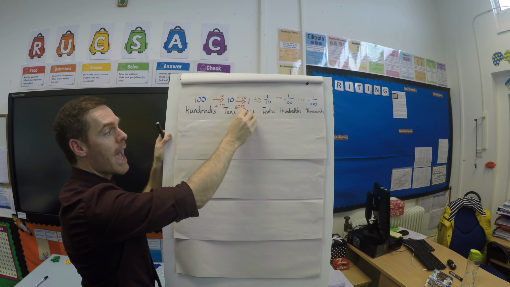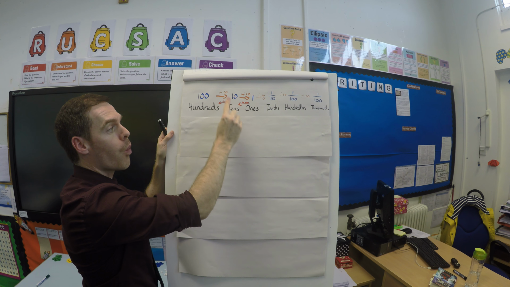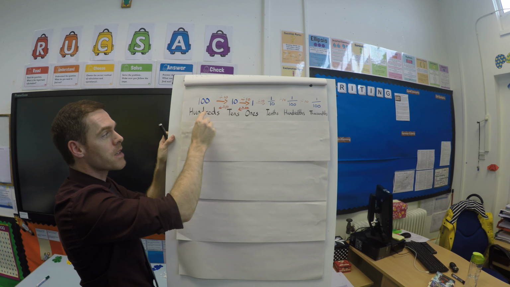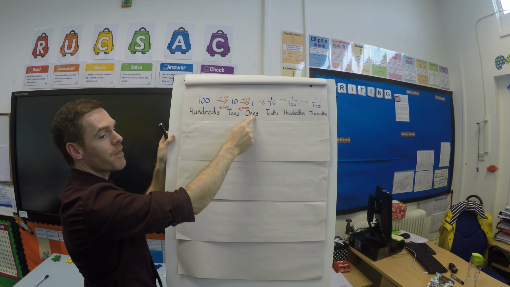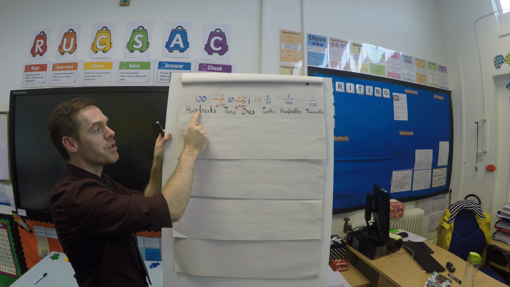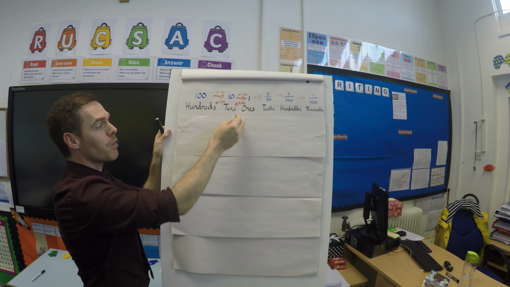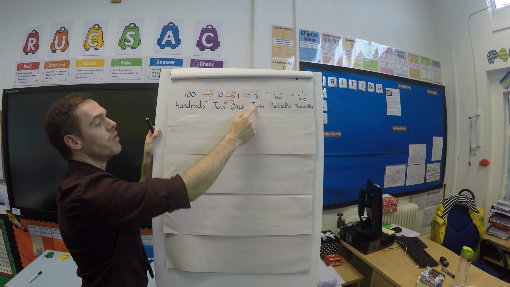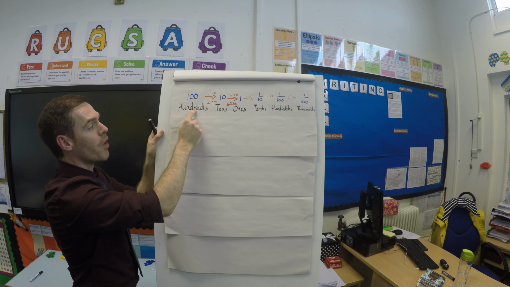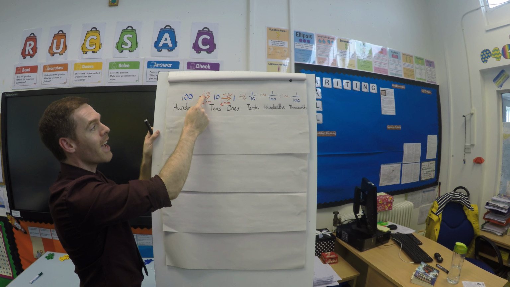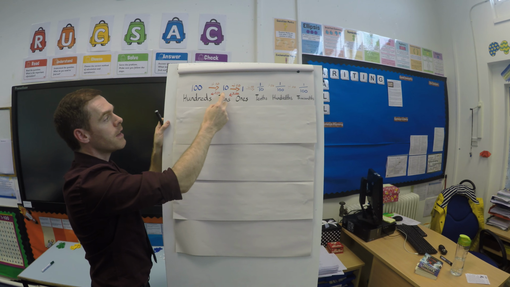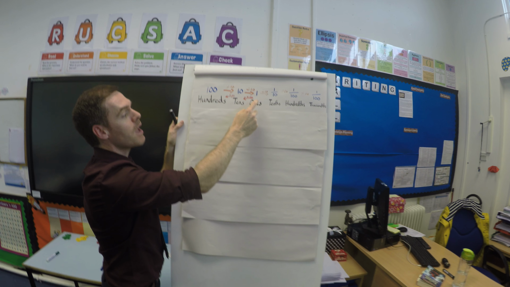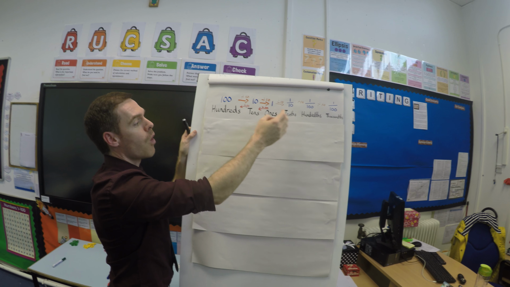So if I've got 10 ones, it means I've got 1 ten because it's 10 times more. If I've got 10 tens, it means I've got 100. Each place value gets 10 times bigger as you move up. And of course the opposite way, each place value is getting 10 times smaller as you move down. So 100 divided by 10 will give me 10, okay? 10 divided by 10 will give me 1, okay? And so on and so forth.